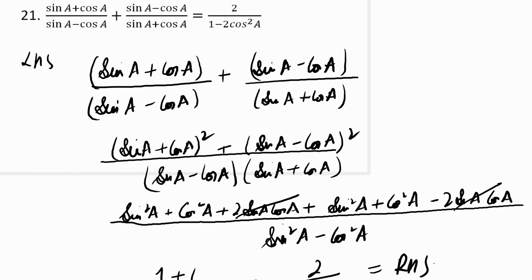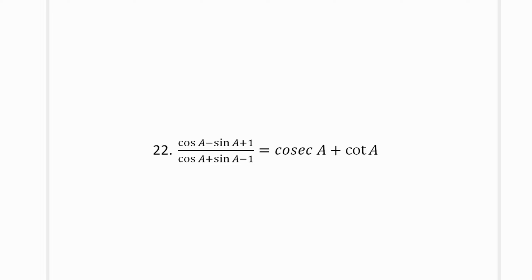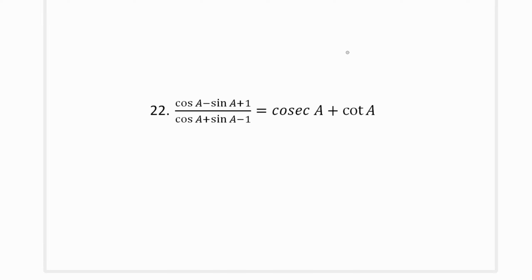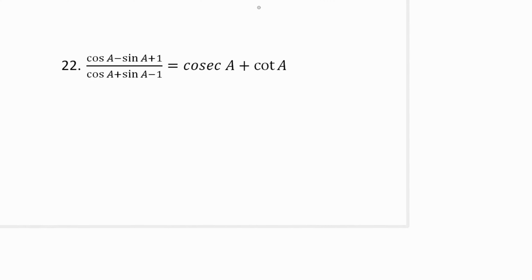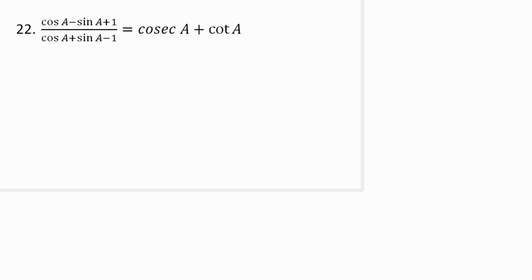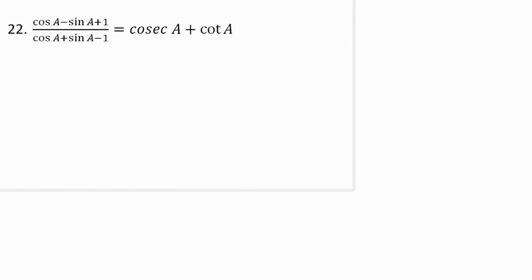Now let's move on to the next question. Here, what do we have to do? Here we have to prove that cos A minus sin A plus 1 upon cos A plus sin A minus 1 is equal to cosec A plus cot A. Okay. So what will we do?